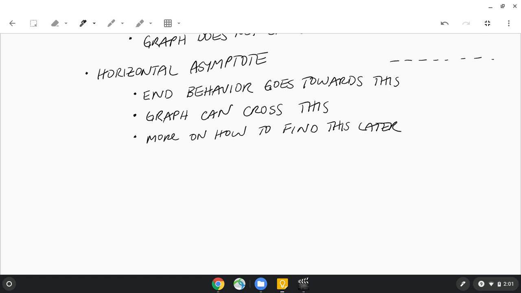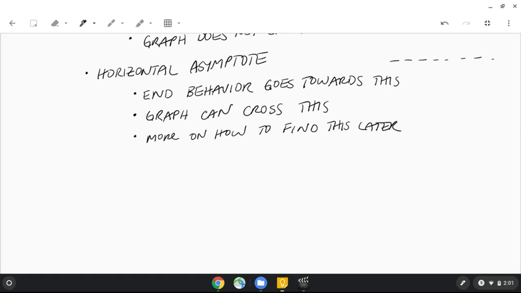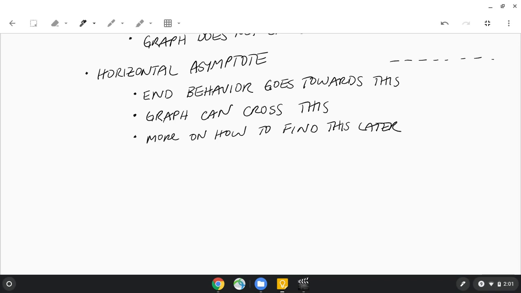Okay, so we have vertical asymptotes. That's where our function is undefined, so it's where the denominator is 0. Our graph will not cross this because these are the x values that are excluded from our domain. And then we have the horizontal asymptote. This describes the end behavior of our graph. It gets closer and closer towards this y value.